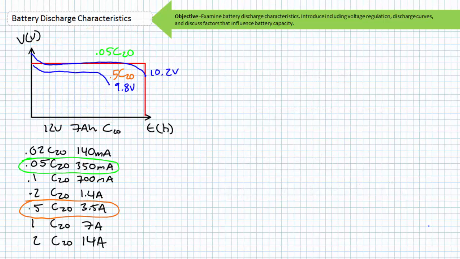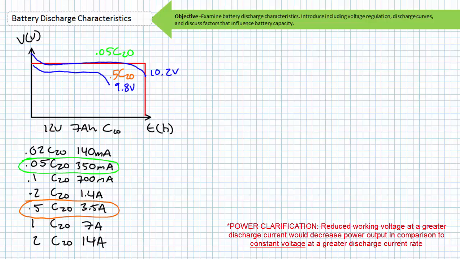This capacity analysis, however, is only true for that specific discharge rate. If we discharged it at a greater rate, let's say at the 0.5 C20 value or 3.5 amps, we would expect the working voltage to be less because of the increased voltage drop across the internal resistance. Additionally, a manufacturer may recommend a different cutoff voltage of 9.8 volts at the 0.5 C20 discharge rate. The decreased working voltage would proportionally decrease the power curve, and the different cutoff voltage changes the playing field.